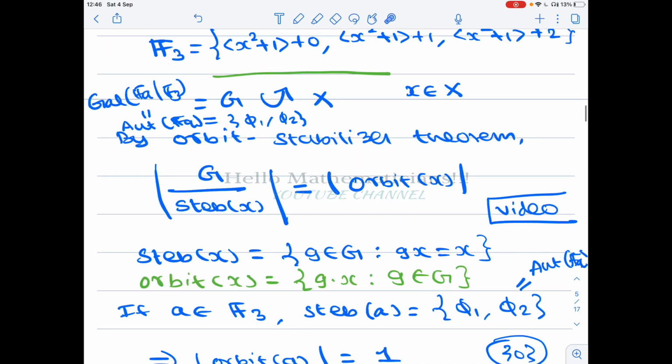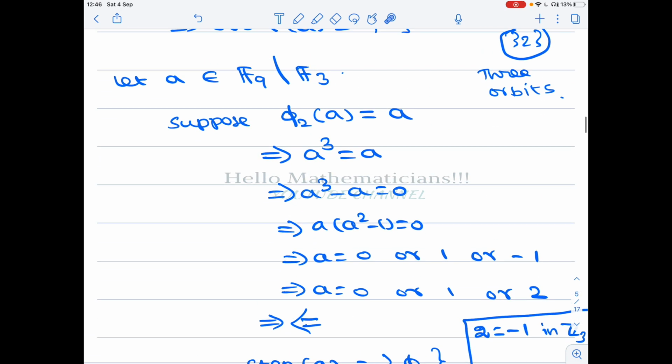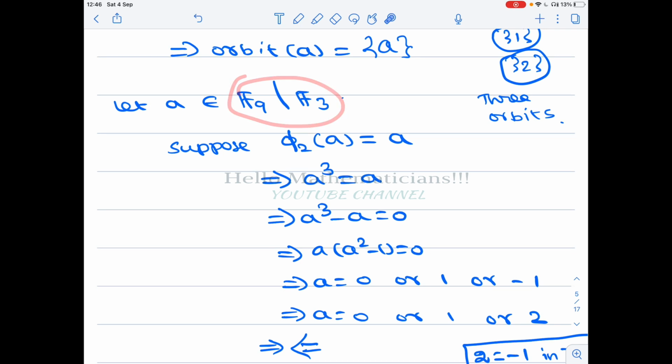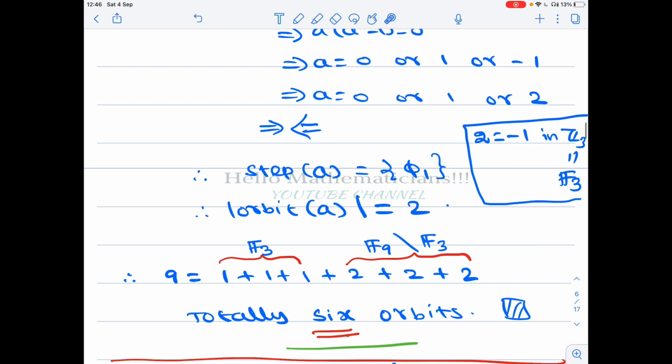Now again we come back to the orbit stabilizer theorem. This has one element, this has two elements. Therefore, this has two elements. So maybe this is F9, this is F3. If you take an element here, its orbit will be only that, so there will be three elements here. If you take any of these elements, its orbit will have only one element. If you take an element here, its orbit will have two elements. That is what we have proved here.